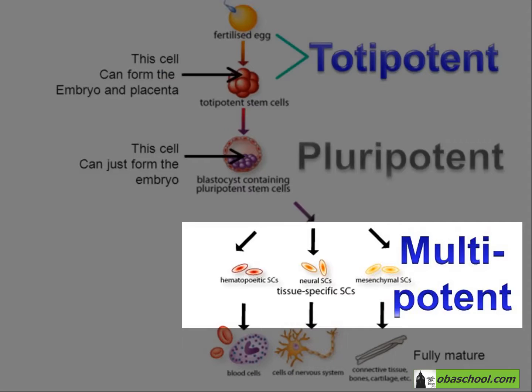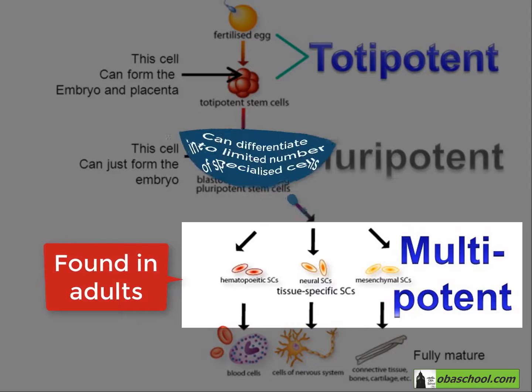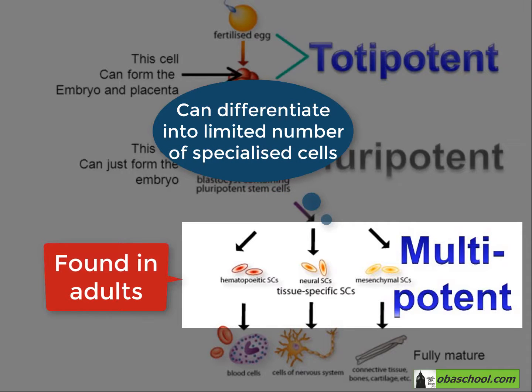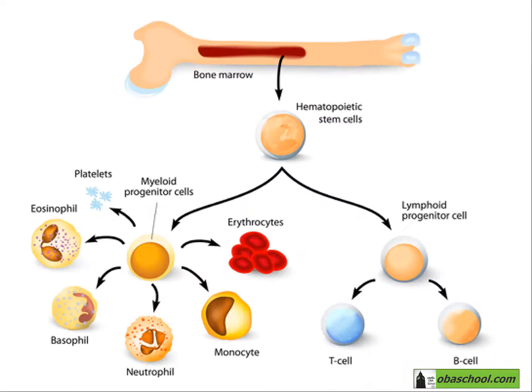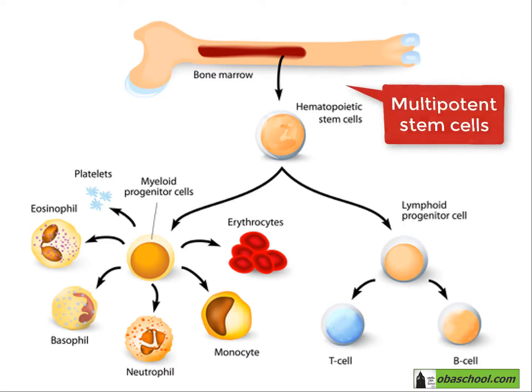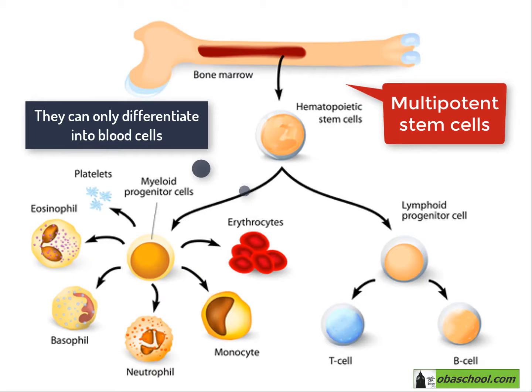The third type of stem cells are the multipotent stem cells. Multipotent stem cells are found in adults and can differentiate into a limited number of specialized cells. For example, the stem cells that are found in the bone marrow are multipotent adult stem cells. They can only differentiate into blood cells such as the red blood cells, monocytes, and lymphocytes.